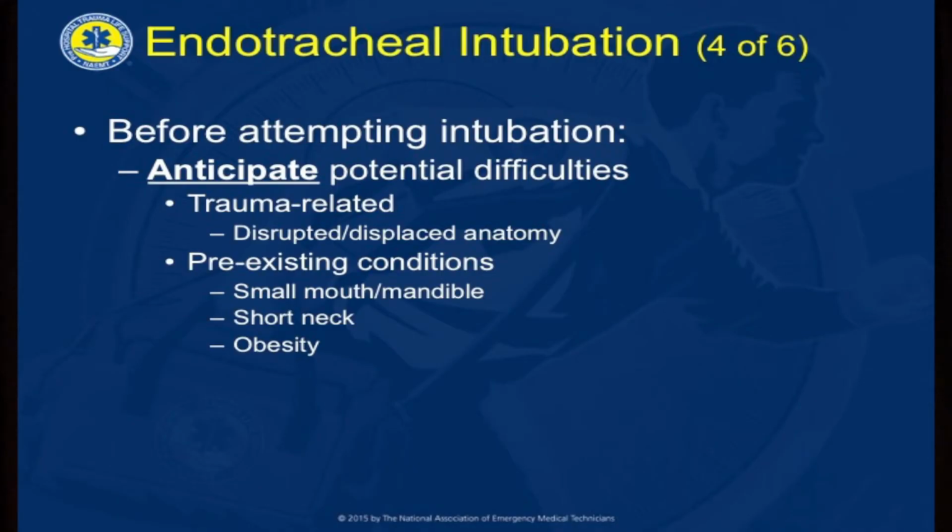So before you intubate, consider a couple of things. Number one, any difficulties or anticipated difficulties. If they're trauma related, especially if there's face or neck trauma, there may be some problems with the anatomy. They may have some pre-existing conditions such as a small mouth. Remember, children are going to have smaller mouths and the tongue will be bigger inside of it, taking up more room. Any mandible problems, and this may go back to the trauma as well, a displaced mandible or broken mandible or jaw. Patients who have short necks, patients who are obese, these are patients who are going to be difficult to intubate.